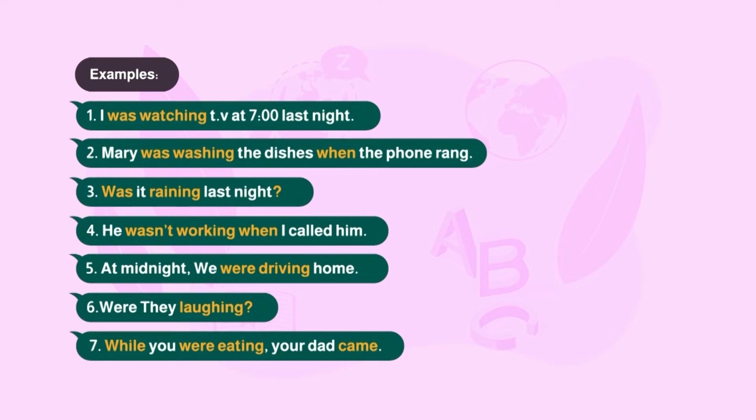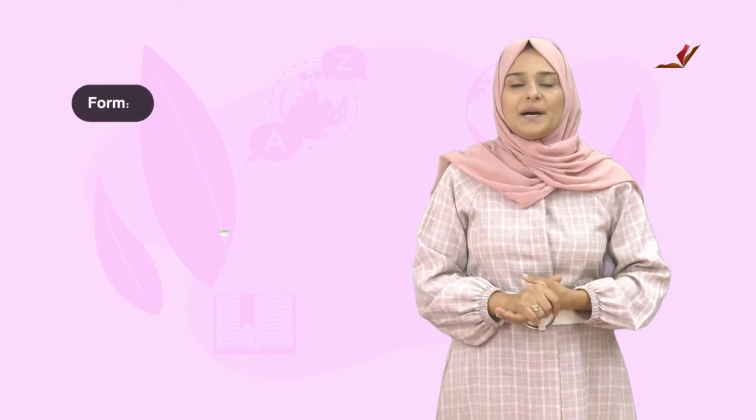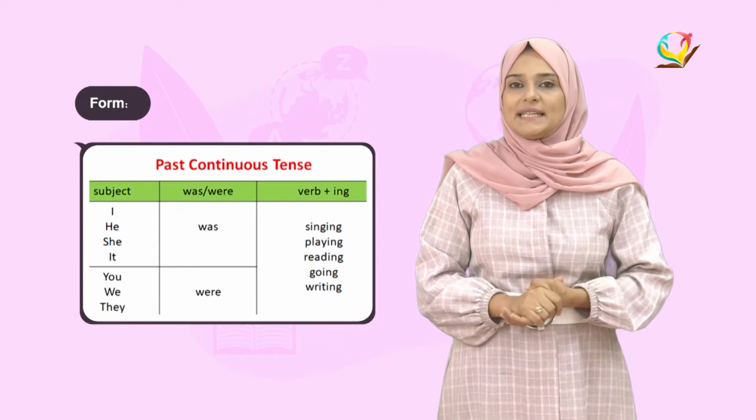Notice the verbs in examples 1, 2, 3, and 4. It starts with was. While in the rest of examples, it starts with were. And after was or were, we have the verb watching, raining, working. They all end with ing. We call this the form of the past continuous tense in affirmative sentences.